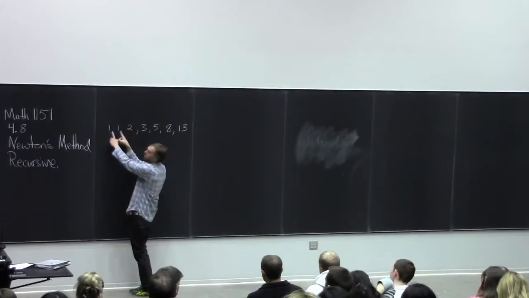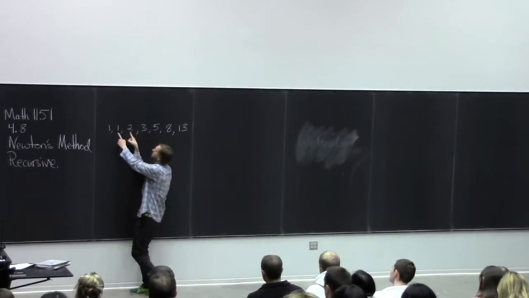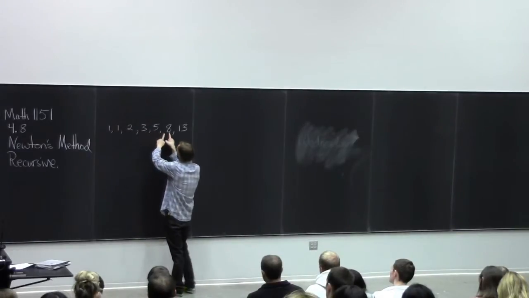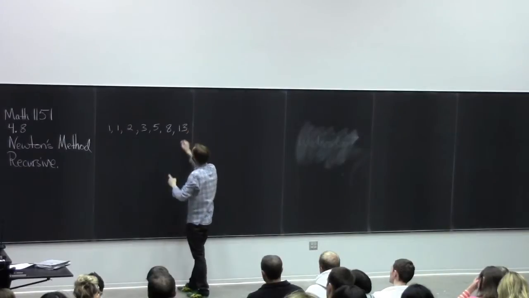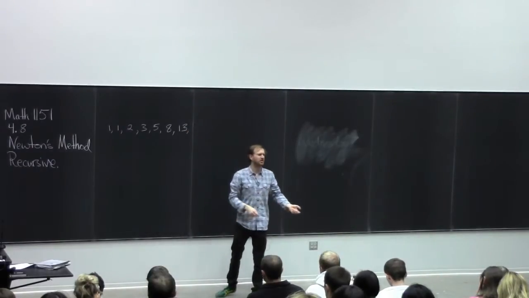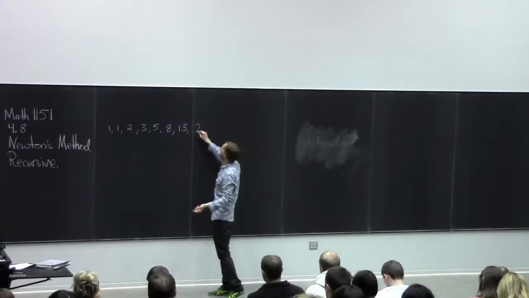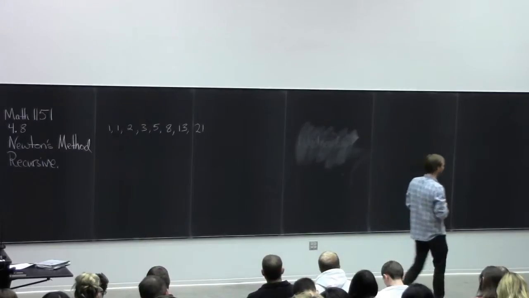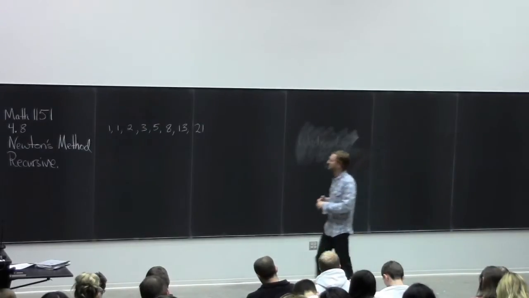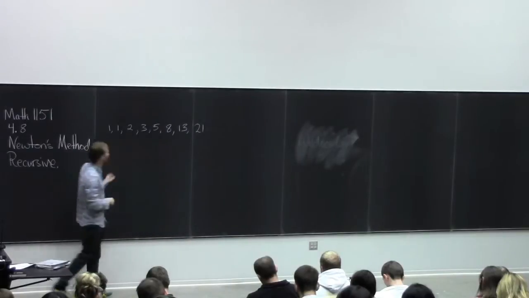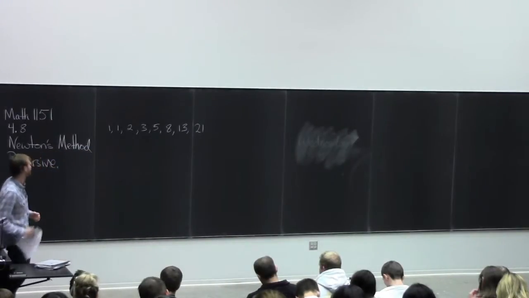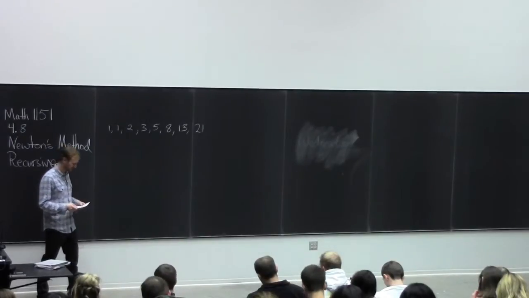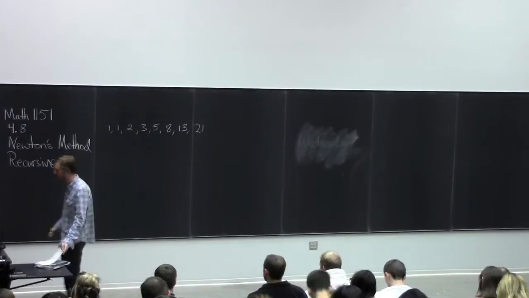So 1 plus 1 is 2. 2 plus 1 is 3. 3 plus 2 is 5. 3 plus 5 is 8. 8 plus 5 is 13. The next number is 8 plus 13, which is 21. This is the Fibonacci sequence. And it appears, how to say that, in nature sometimes. And the reasons are a little bit complex. But they're pretty cool.